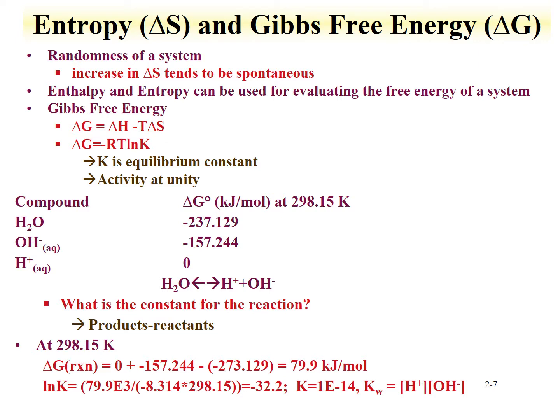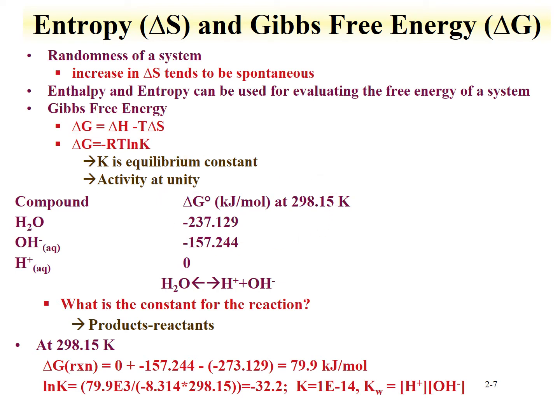Other terms similar to enthalpies: entropy, and combining entropy with enthalpy can give information on the Gibbs free energy of the system. Entropy is the randomness of the system. An increase in delta S tends to be spontaneous. The combination of enthalpy and entropy can be used in evaluating the free energy. The Gibbs free energy is defined here, where delta G equals delta H minus T delta S, or delta G equals minus RT log K. In this case, K is the equilibrium constant with activities at unity. Gibbs free energies are also available in databases.